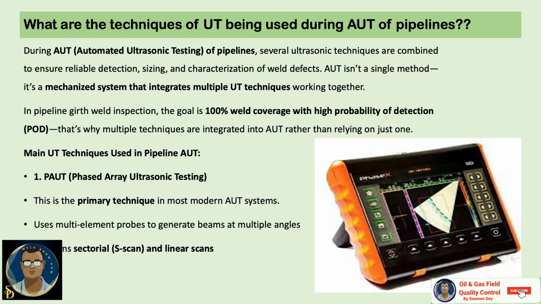Second subject means what are the techniques of UT being used during AUT of pipeline. During AUT of pipeline, several ultrasonic techniques are combined to ensure a reliable detection, sizing, characterization of weld defects. AUT is not a single method. It is a mechanized system that integrates multiple UT techniques working together. In pipeline girth weld inspection, the goal is 100% weld coverage with high probability of detection, POD. That's why multiple techniques are integrated in AUT rather than relying on just one.